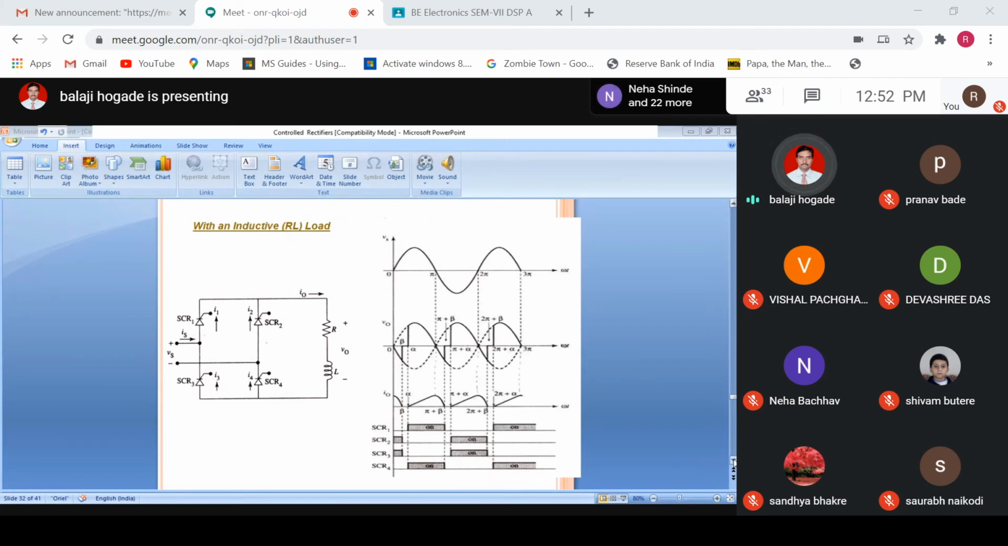So is that clear? Is there any doubt in this circuit? Waveforms?